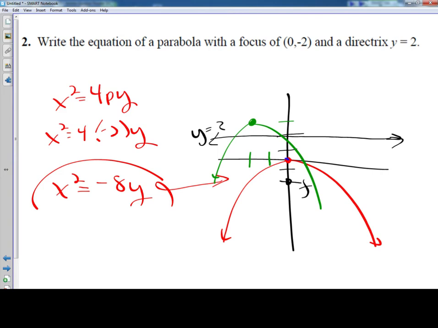How did I get from my vertex to my focus? That's all that is. I think I said that. Okay.